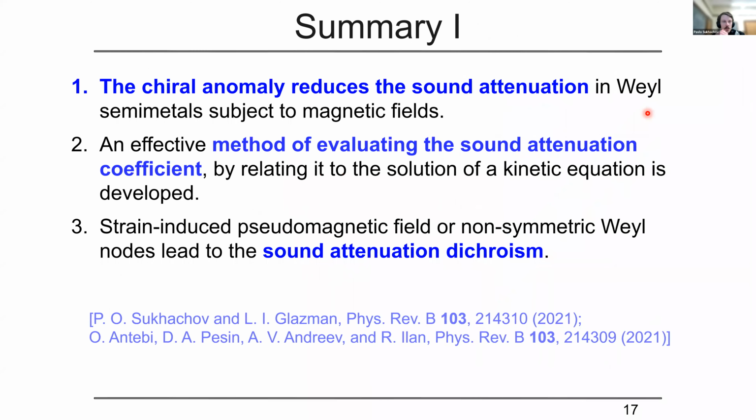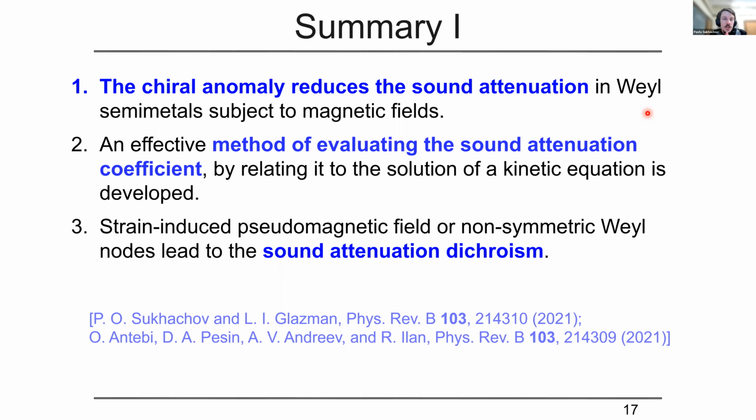So I'm slowly moving to the conclusion of part one of my talk related to the sound attenuation. The key message that I would like you to take home is that the chiral anomaly can actually reduce the sound attenuation in Weyl semimetals subject to magnetic fields.